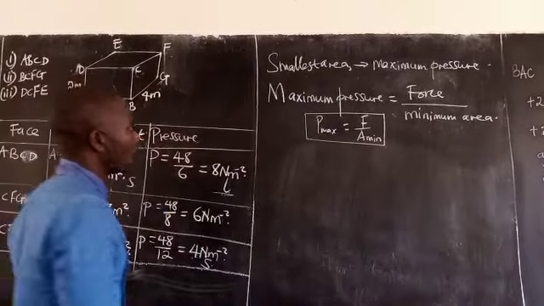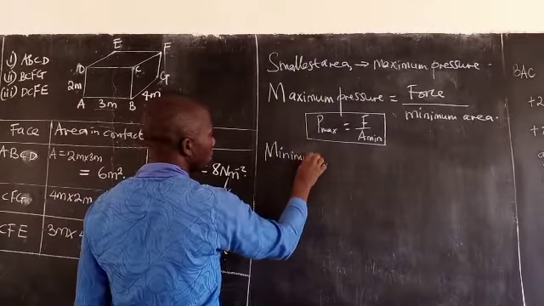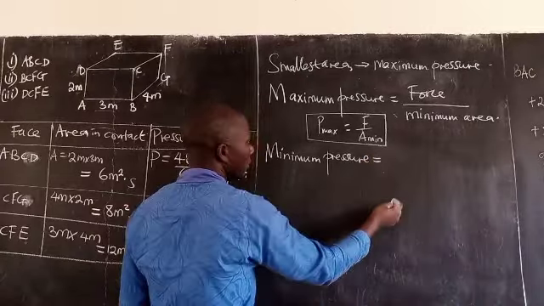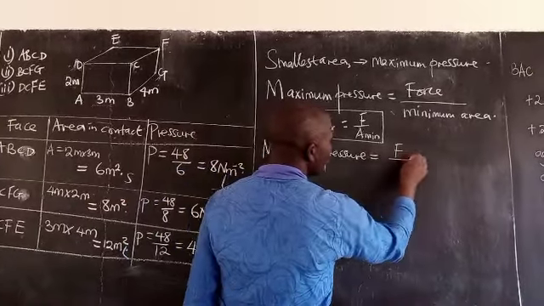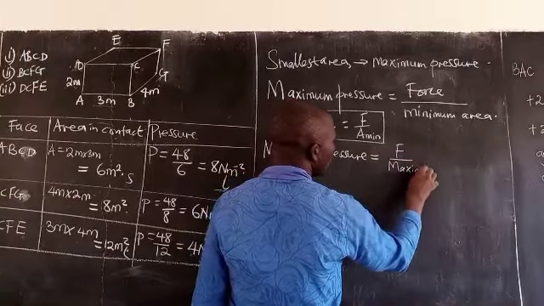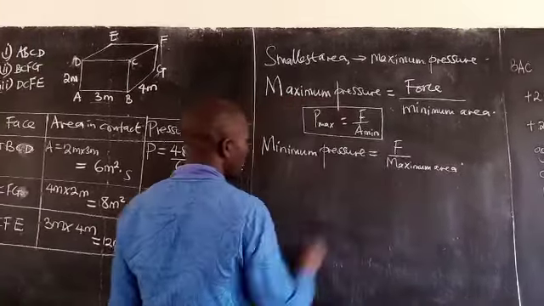Okay? And minimum pressure is equivalent to force out of maximum area, i.e. P min equals F out of A max.